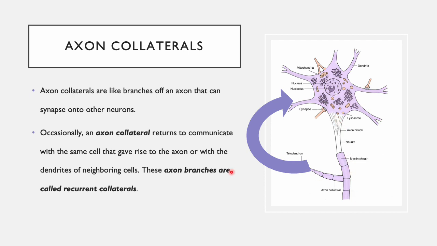This is called a recurrent collateral. An axon collateral that simply communicates with neighboring cells is just called an axon collateral. So there are synapses that can occur between the neighboring cells. Know what axon collaterals and recurrent collaterals are.